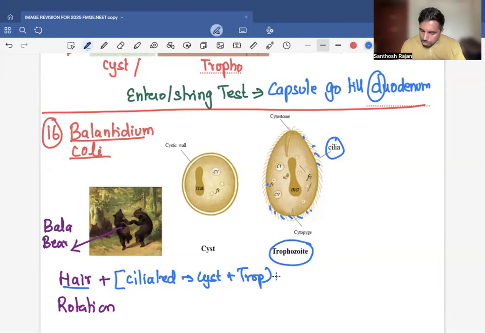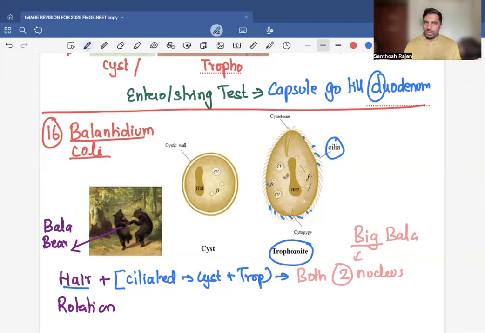Another important thing, both have two nuclei. Everything is two, two here. It's a big Bala, so everything is double here. That's just another way to remember. Easy. You can see here two nuclei, a big nucleus and a small nucleus. That's all. Okay, rotation, because of the rotational motility.